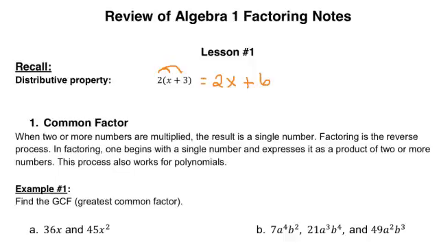So the first form of factoring is factoring out a common factor. When 2 or more numbers are multiplied, the result is a single number. Factoring is the reverse process. In factoring, one begins with a single number and expresses it as a product of 2 or more numbers. This process also works for polynomials. So again, we're factoring or dividing out a common factor.